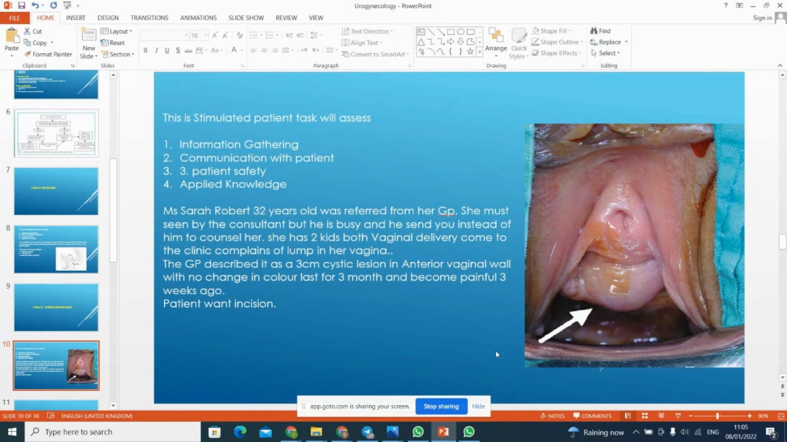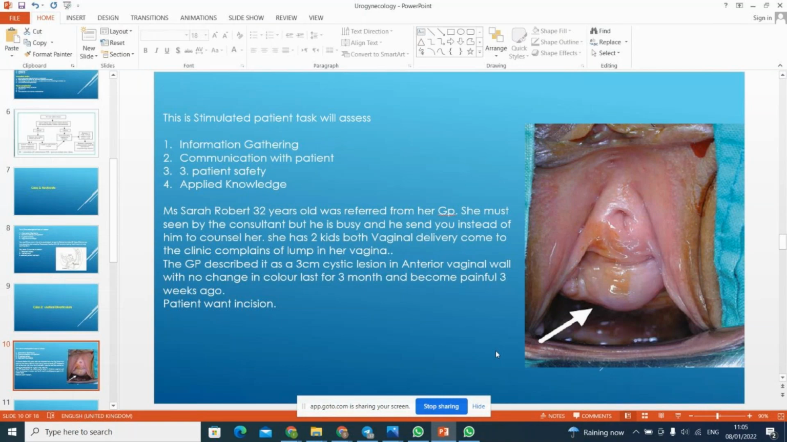Yes. If you say, okay, I'll do de-roofing for you, yes, you can. If you have time, the management here is according to the size. If the size is small, it is just observation, antibiotic, and pelvic floor muscle exercise. But if the size is a little bit larger than 3 centimeter, it can lead to surgery.